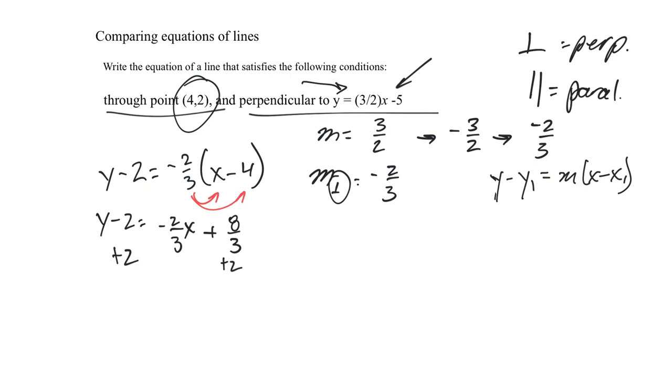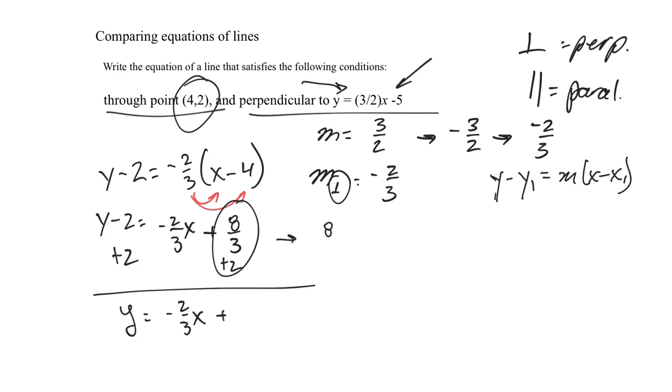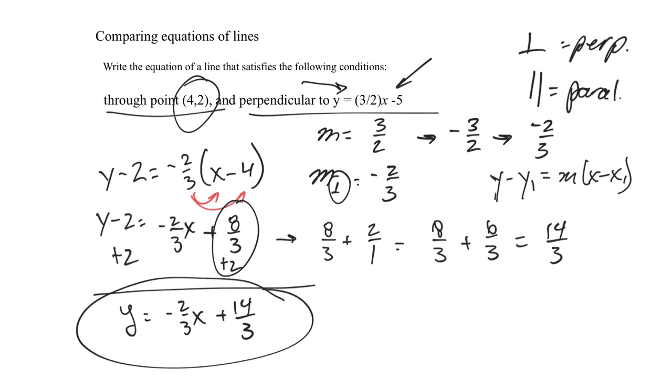I'm going to add 2 to both sides. That's going to give me y equals negative 2/3 x plus, well, let's take this and add it. 8/3 plus 2 over 1. I need a common denominator, so it's going to be 8/3 plus 6 over 3, which is 14/3. This is our answer. If you see our slope here, negative 2/3, that's what we wanted to find. That was the slope of the line we're looking for, because it's the opposite reciprocal of the slope we started with. And here's our y-intercept.